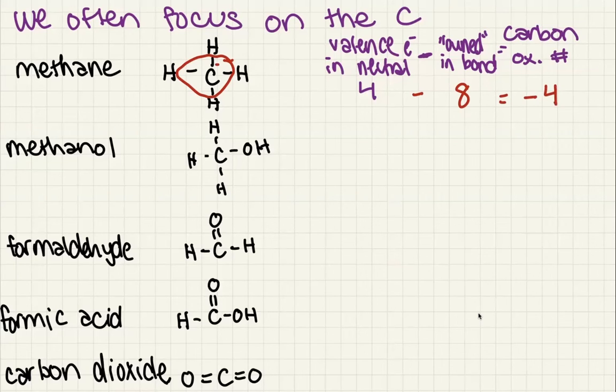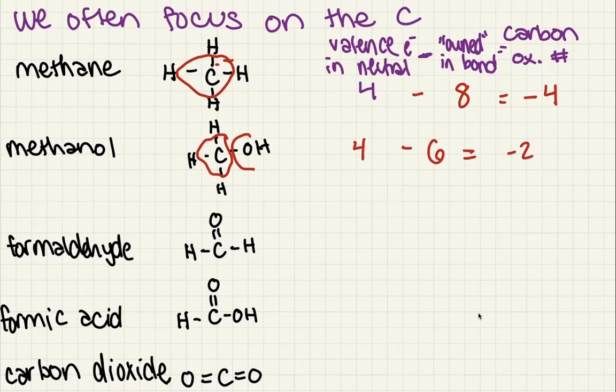How about the methanol? Well, it's going to get to keep these ones with the hydrogen, but it's not going to get to keep the one with the oxygen. So it's going to get to keep 6. So we have 4 minus 6 is -2. We have an oxidation number of -2.